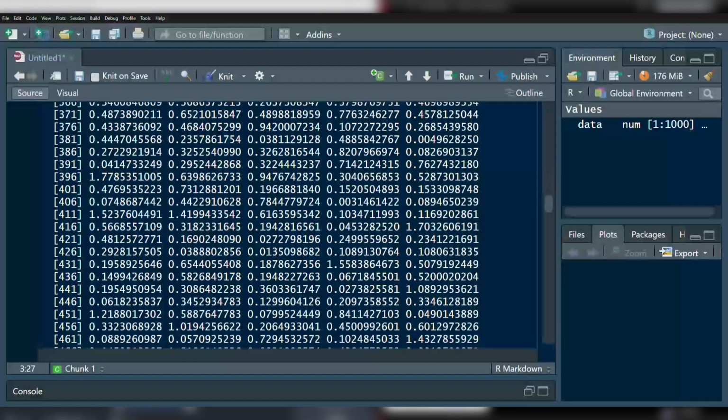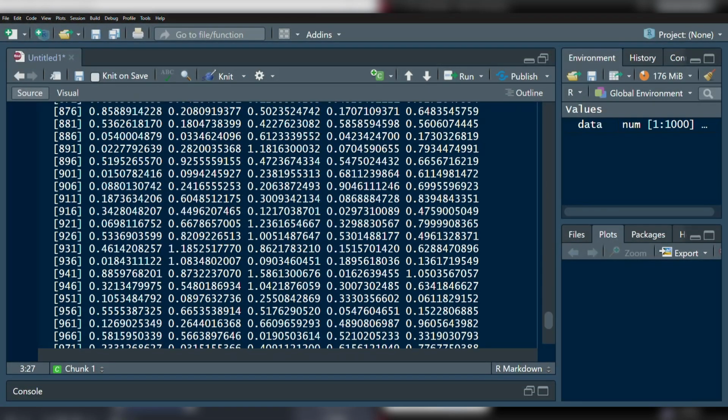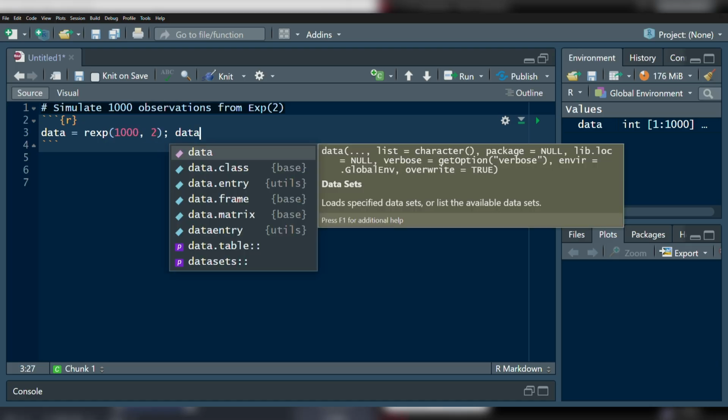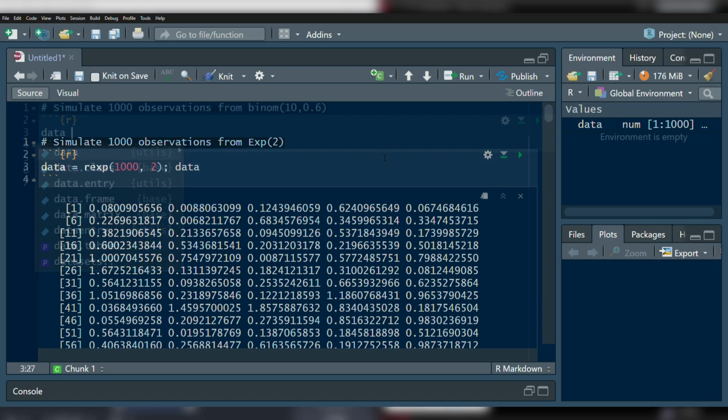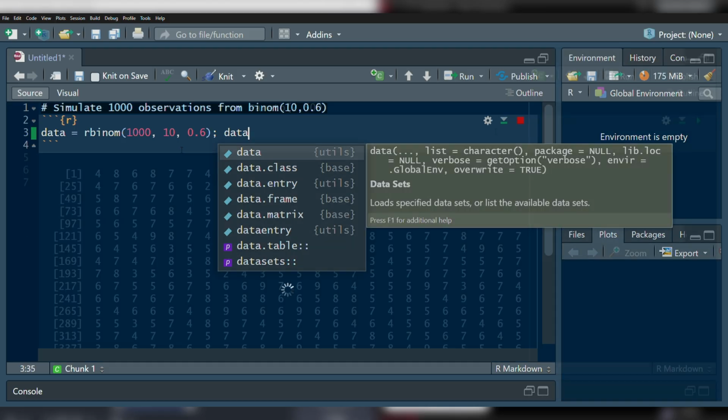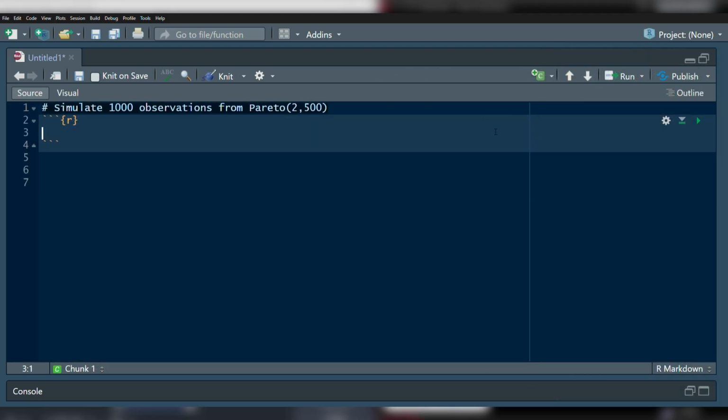In R, we can simulate data from many probability distributions. Base R already includes common ones like the exponential and binomial distributions. For example, we can use the rexp function for the exponential distribution or rbinom function for the binomial distribution. But what if the distribution we want to use isn't built into R, like the Pareto distribution?